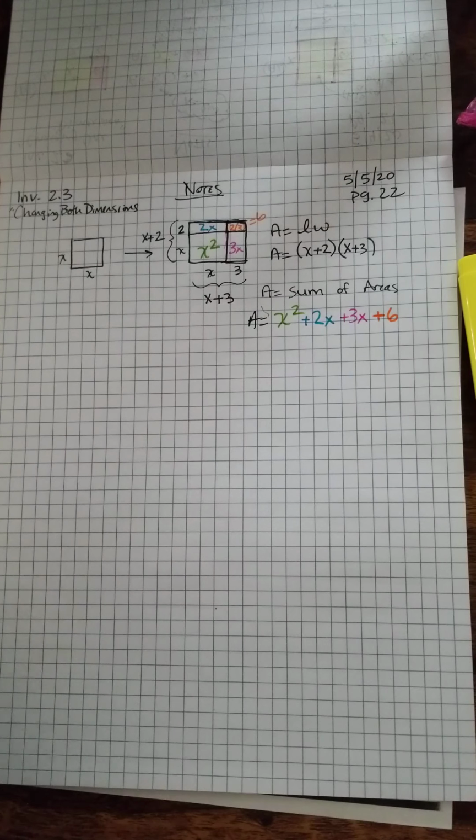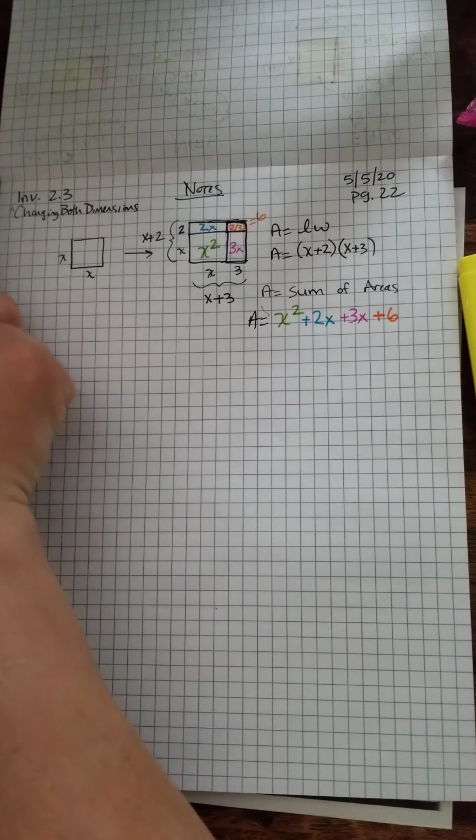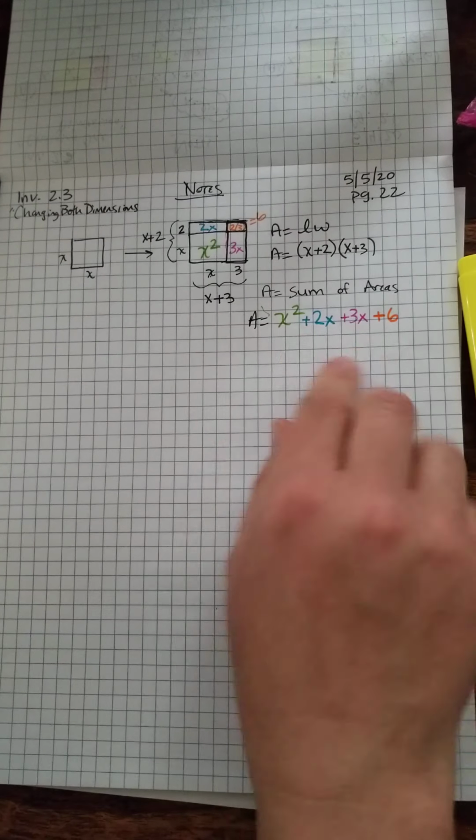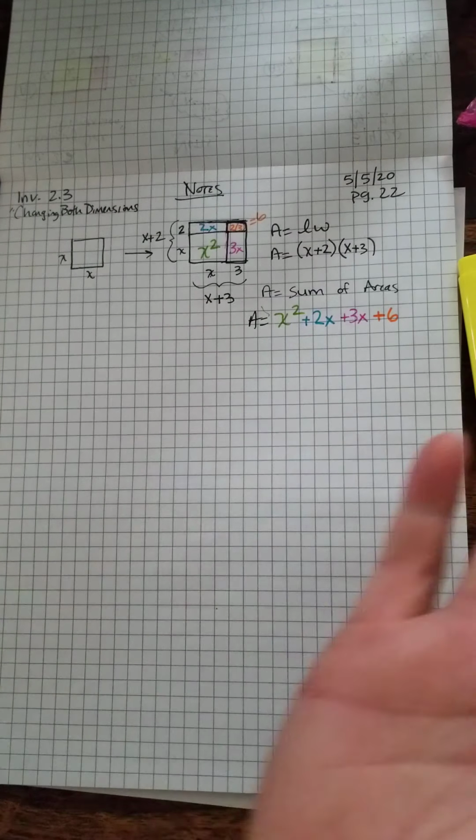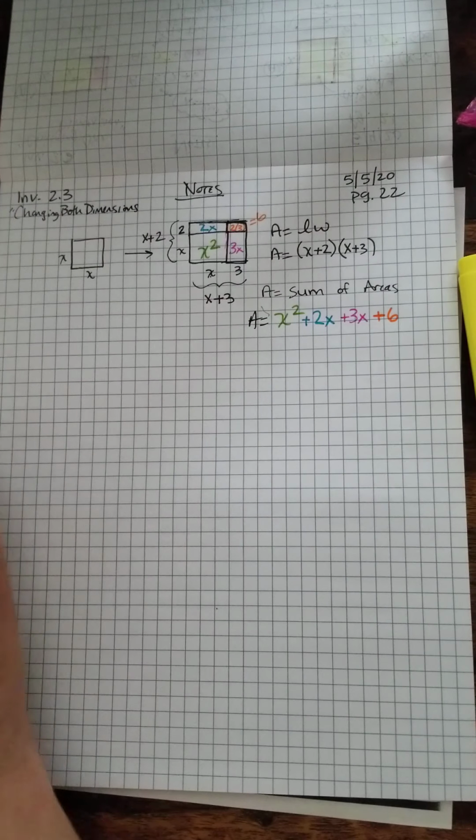So that is the expectation for today. Obviously, if we were combining like terms, the 2x and the 3x could be combined to simplify it, but this is what we're looking at today.